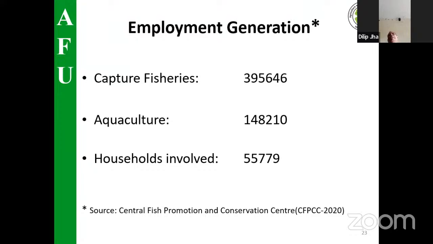So it is aquaculture also, capture fisheries also, and now capture fisheries are affected due to bans in some of the rivers and closing seasons. So people shifted in a different way, growing vegetables and other crops near the riverside or river beds. Then the households involved are very few, just over 55,000. So it's not so much.